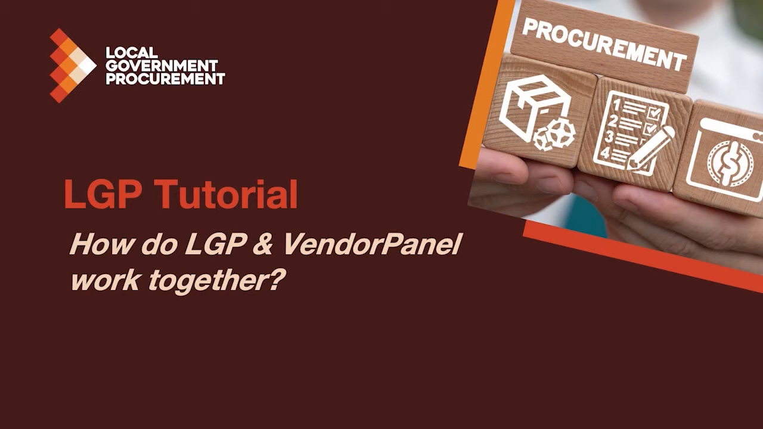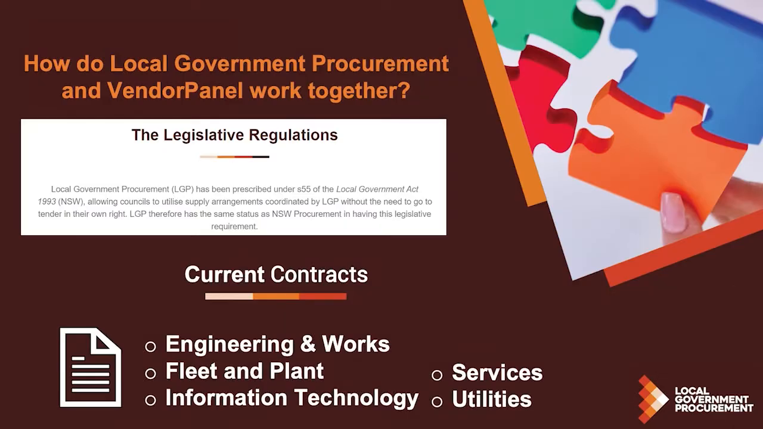Welcome to this tutorial. During this tutorial, we'll be having a look at how Vendor Panel and local government procurement work together. Local government procurement has been prescribed under Section 55 of the Local Government Act, which allows for the provision for a suite of contracts for councils, state agencies, and not-for-profits to purchase goods and services through.